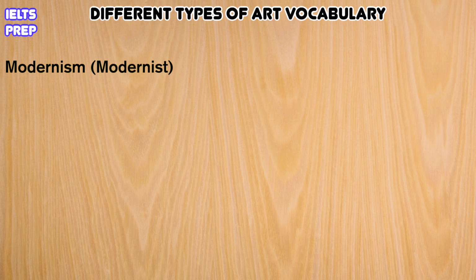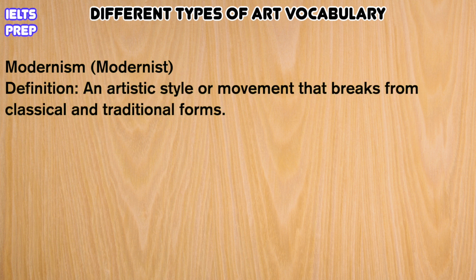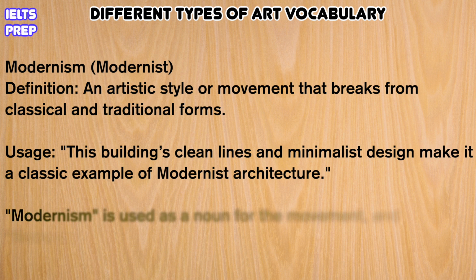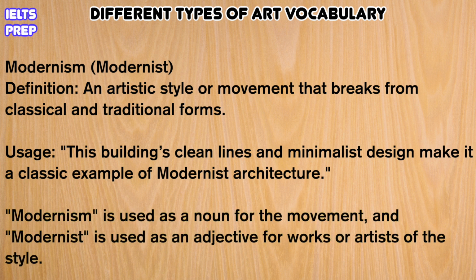Modernism, modernist. Definition: an artistic style or movement that breaks from classical and traditional forms. Usage: This building's clean lines and minimalist design make it a classic example of modernist architecture. Modernism is used as a noun for the movement, and modernist is used as an adjective for works or artists of the style.